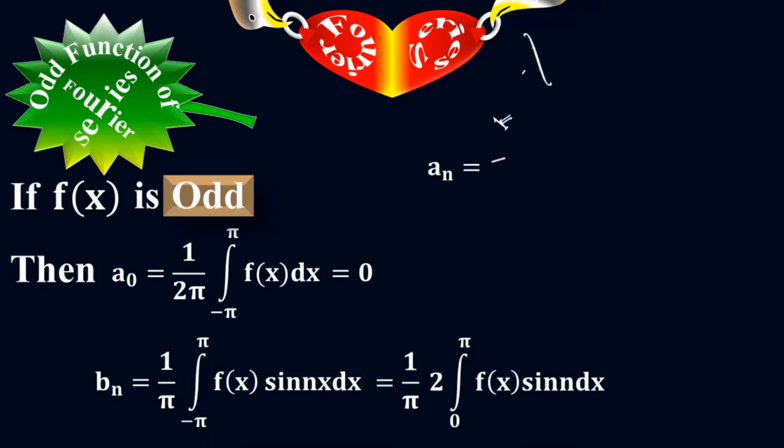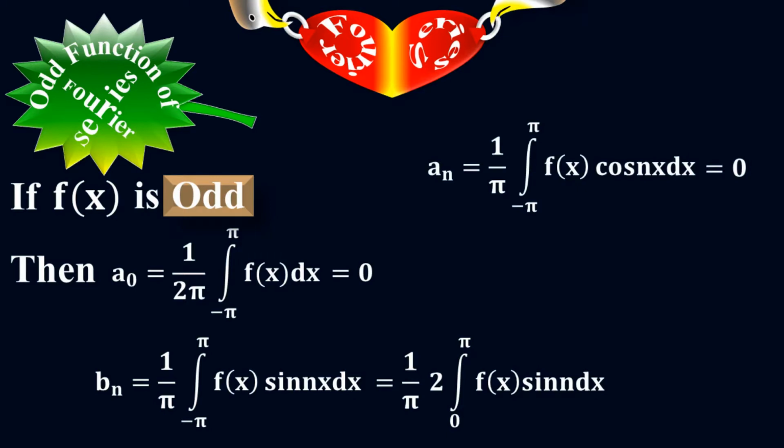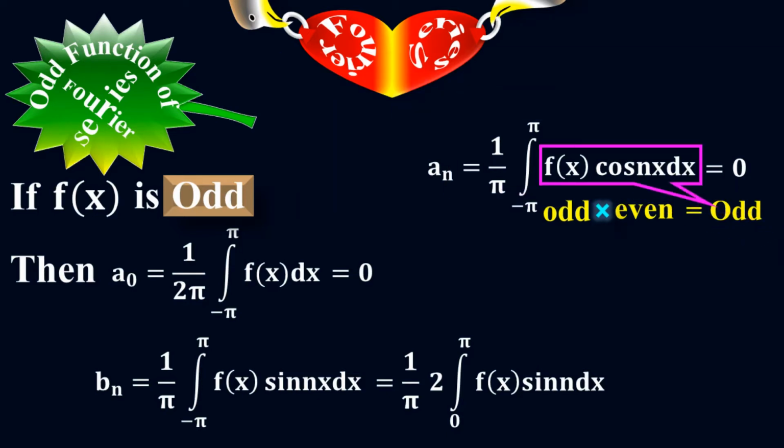But what if I take a sub n? It equals 0. How? The given function is odd, and cos nx is even. So odd times even equals odd. Remember, I have already mentioned odd and even functions in a prerequisite lecture. So this whole thing is odd, and according to the Fourier series, if the function is odd, it equals 0.